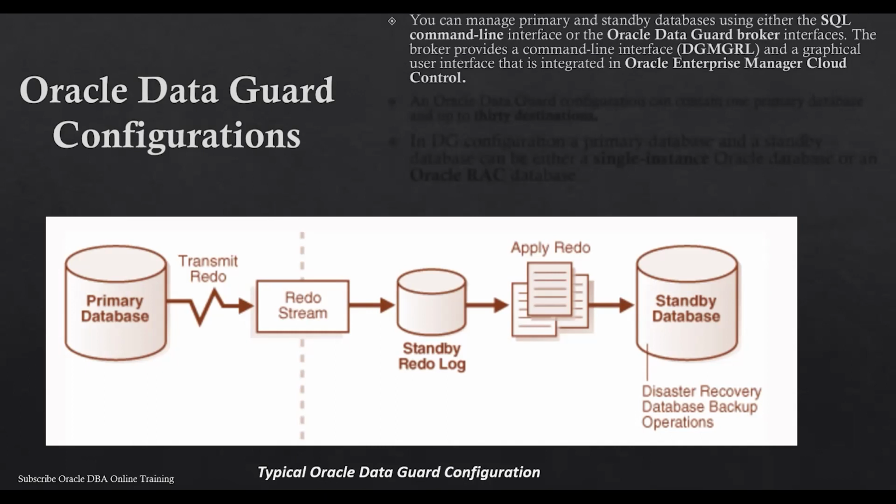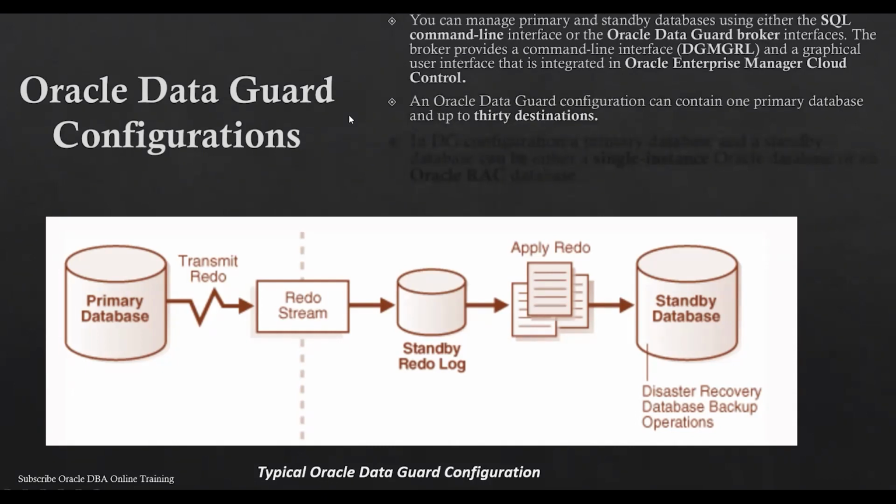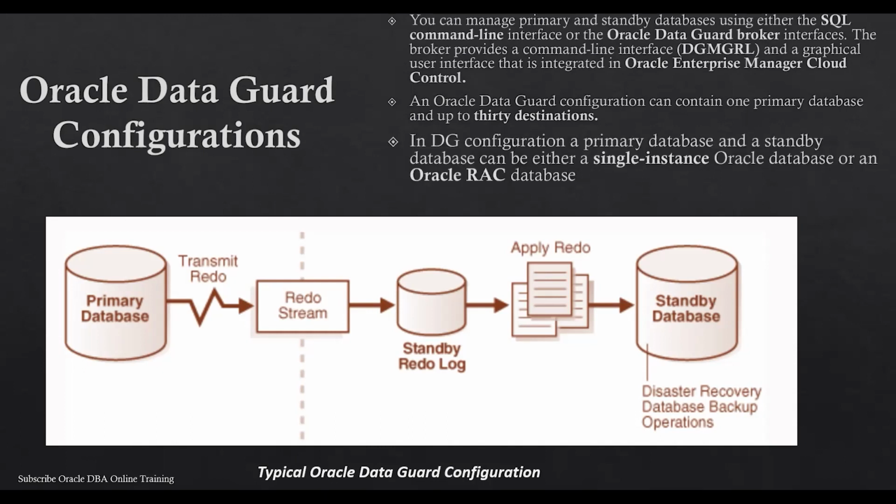perform these operations. So the logic behind Data Guard configuration is very simple: you can use these different utilities to make a Data Guard configuration. The next part in this segment is that a Data Guard configuration can contain one primary database and up to 30 destinations of standby database. And in a Data Guard configuration, a primary database and standby database can be either a single instance or a RAC database.